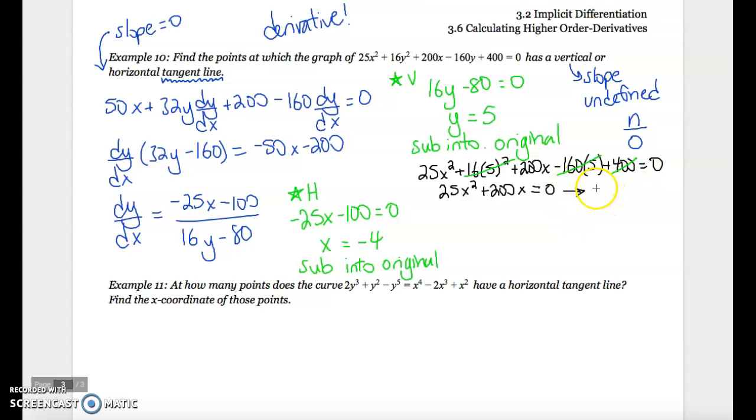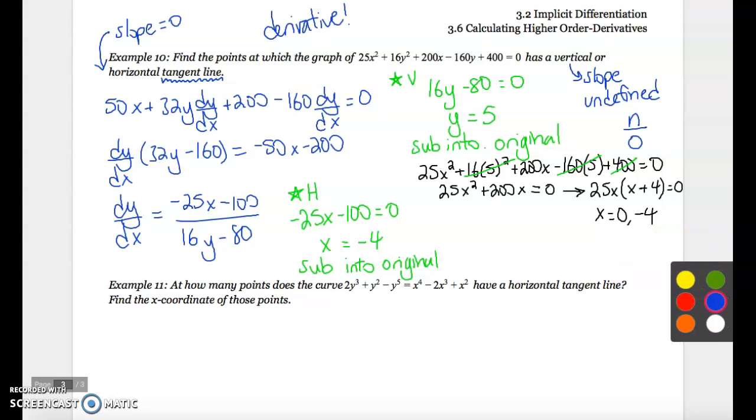So if you pull out 25x, you're left with x plus 4. Right? Cool. And so your x values where this would occur would be 0 and negative 4. Okay, so then we have the points where we have an undefined slope. The points where this would happen for a vertical or undefined slope, I'm going to put my answers up here, would be (0, 5) and (-4, 5).